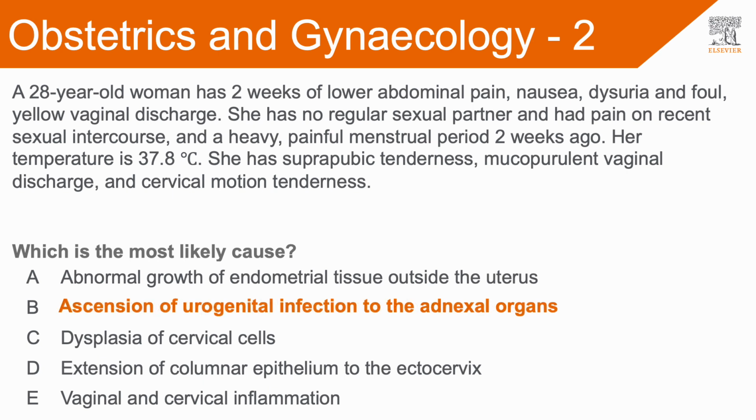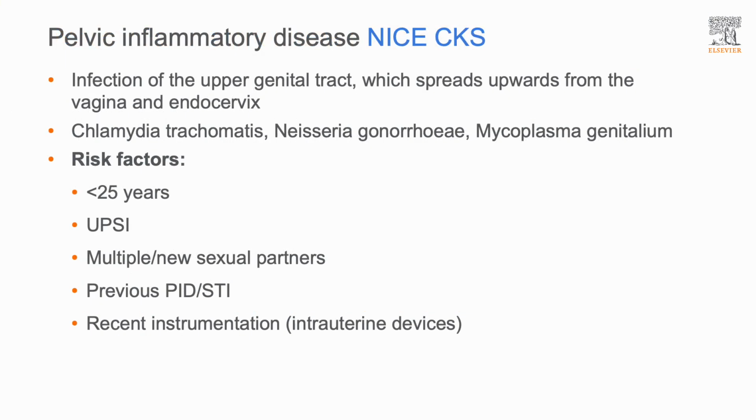Here we can see the correct answer is B, ascension of urogenital infection to the adnexal organs. So this question requires you to determine the underlying diagnosis and then remember the associated pathophysiology. We'll just go through this condition in the next few slides. So the underlying diagnosis in this case is pelvic inflammatory disease, which describes infection of the upper genital tract relating to spread of infection from the vagina and endocervix.